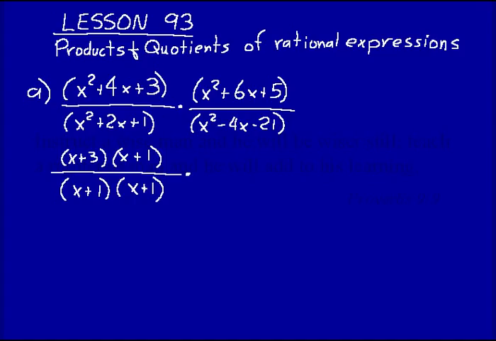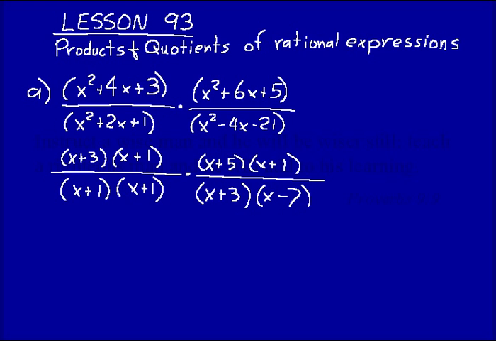Put our multiplication symbol and a fraction bar, and we'll factor the top right trinomial and put our parentheses up. We'd have x plus 5 times x plus 1. And then the bottom one, we'd end up with an x plus 3 times an x minus 7. Now we've got it factored into binomials.